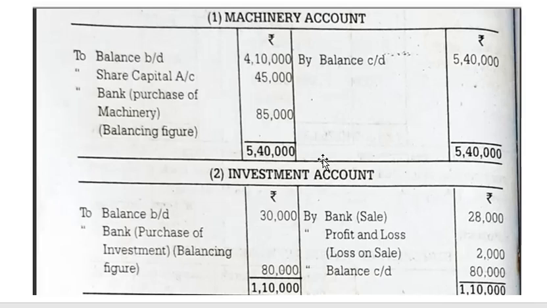Okay, now depreciation account we will not write here, because we have already a provision created on the liability side of the balance sheet, provision for machinery. So depreciation doesn't come here. Depreciation goes to the provision account.